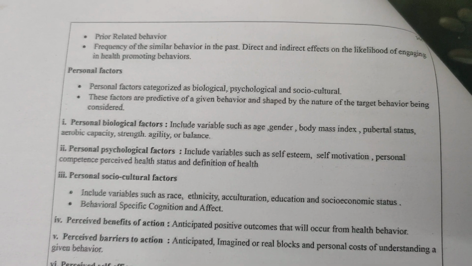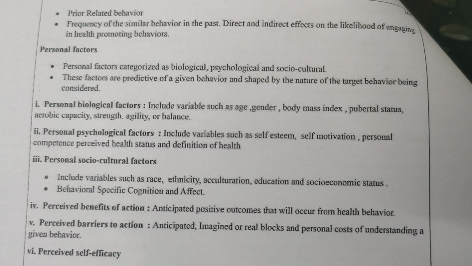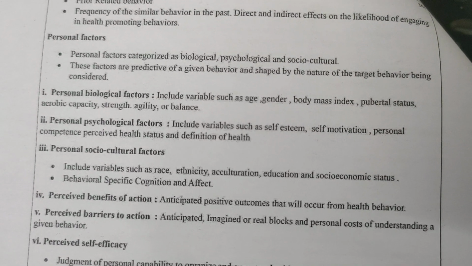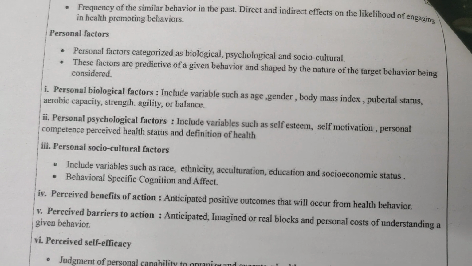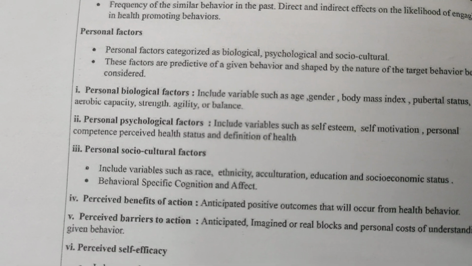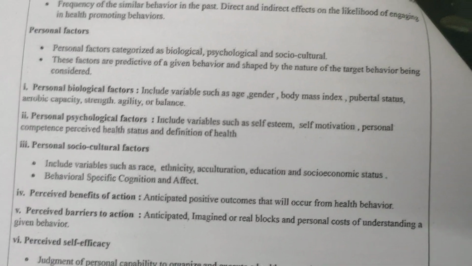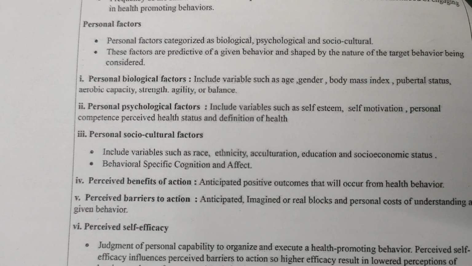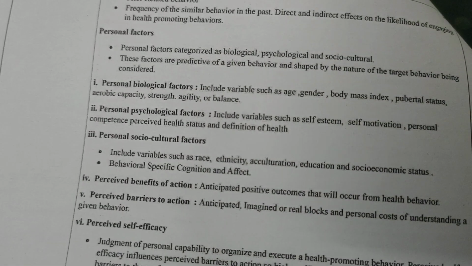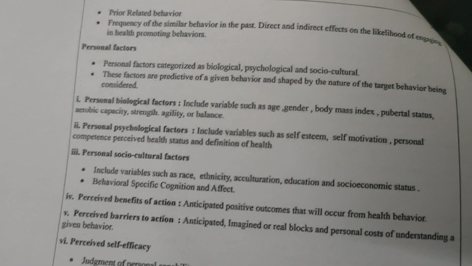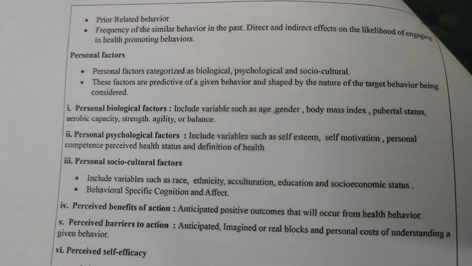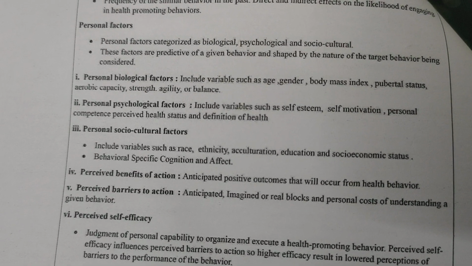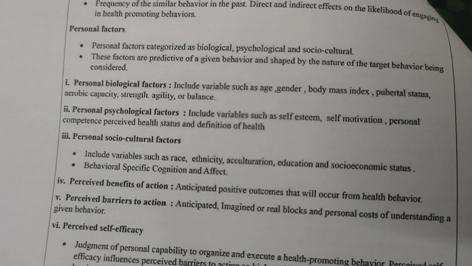Then personal biological factors include variables such as age, gender, body mass index, pubertal status, aerobic capacity, strength, agility or balance. Then personal psychological factors include variables such as self-esteem, self-motivation, personal competence, perceived health status and definition of health. Next, socio-cultural factors include variables such as race, ethnicity, acculturation, education, socioeconomic status.